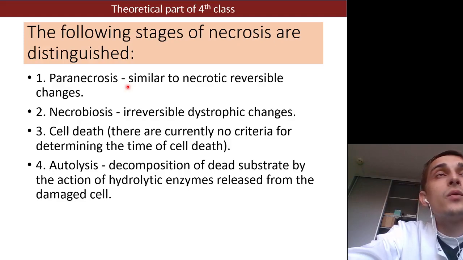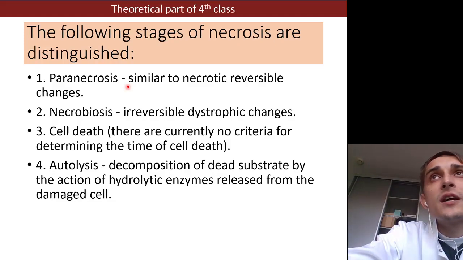And after it, we may see an accumulation of actions of the alterative factor, and we will see some necrobiotic changes. Necrobiosis is associated with irreversible degenerations; most of all, we will see changes in the cell cytoplasm, in the nuclei, and in all other organelles of the tissue. And after necrobiosis, we will see cell death. It is really difficult to differentiate necrobiosis and cell death, because we have the same morphological manifestations. But for theoretical knowledge, you should know that these stages have some difference.